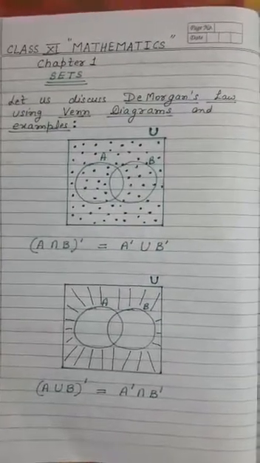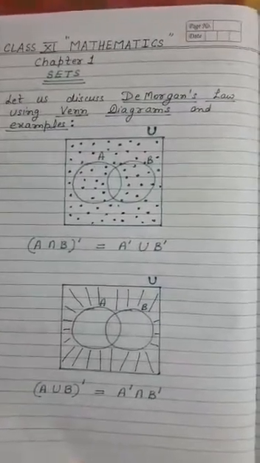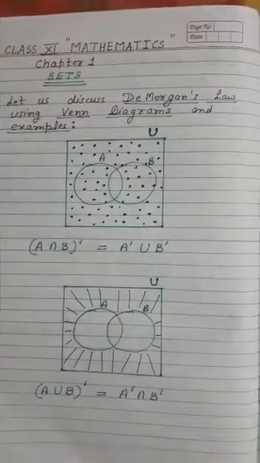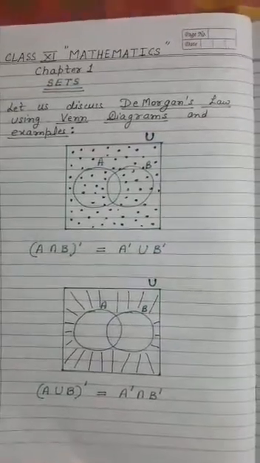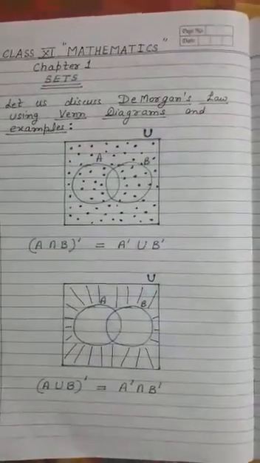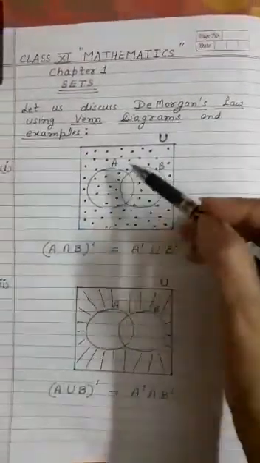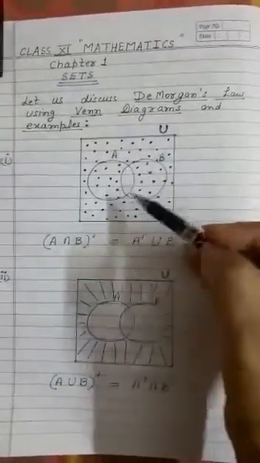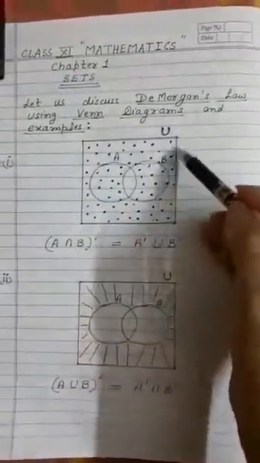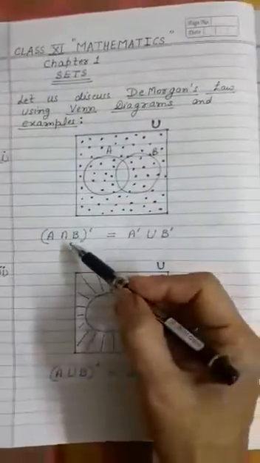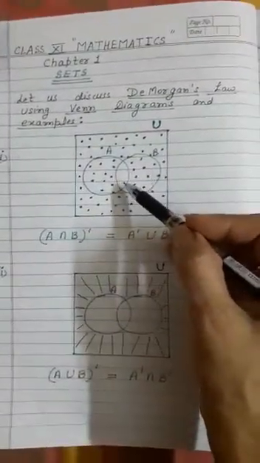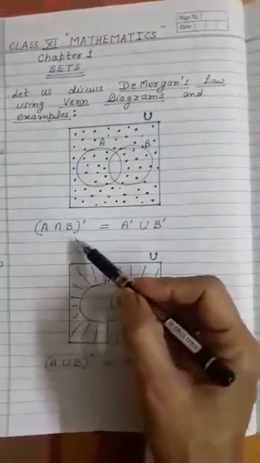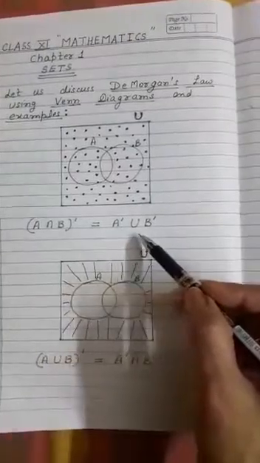Here, I have drawn the Venn diagram of the first De Morgan law, that is (A intersection B) complement equal to A complement union B complement. What's the meaning of it? A complement union B complement. A complement is the remaining elements outside A, and B complement means leave B and take the remaining elements, and union means we have to combine all of them. Or A intersection B, this is the common part, and complement is the remaining of it. That's why the shaded area is called (A intersection B) complement, which is equal to A complement union B complement.